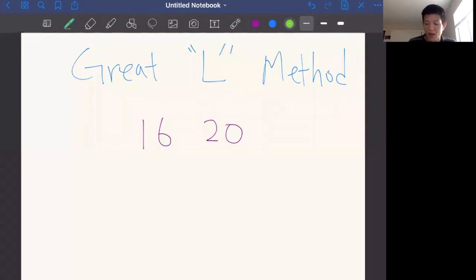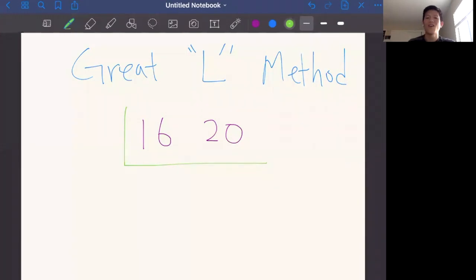It's a grid L method, so let's draw a grid L like this. Okay, and now you have to think about what is one number that can divide both 16 and 20. Okay, any number that would work. What is one number that can divide both 16 and 20? Well, I can think of 2, right? 16 can be divided by 2, and 20 can also be divided by 2. I can also think of 4.